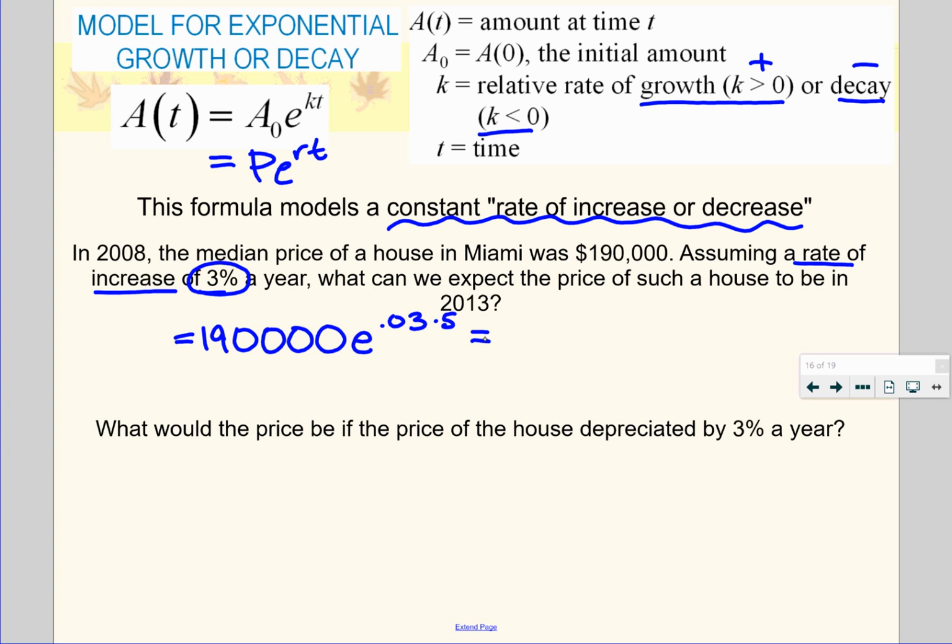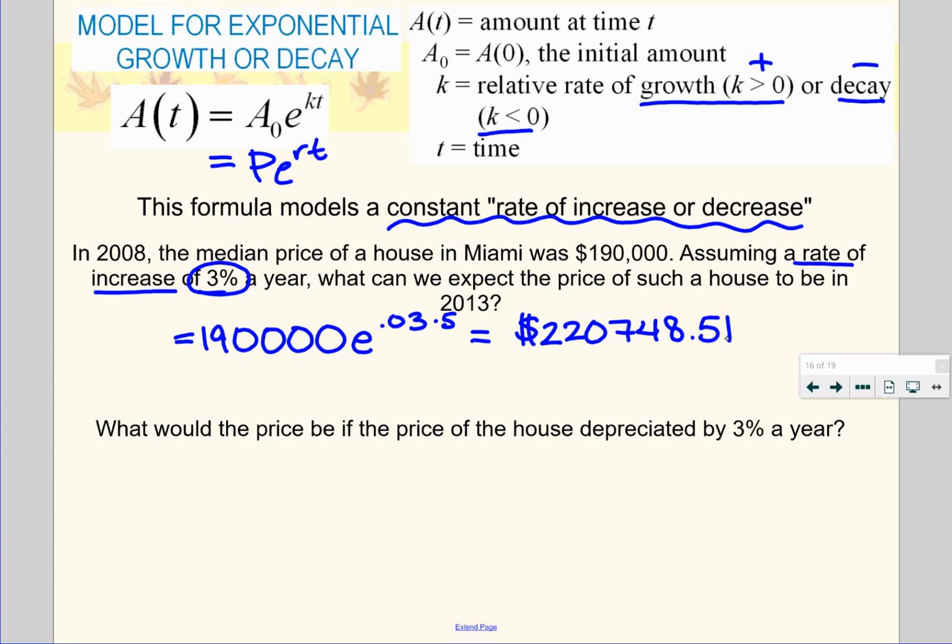Unless it said otherwise. $220,748.51. Okay. So we're increasing. We get a number bigger than what we started with.